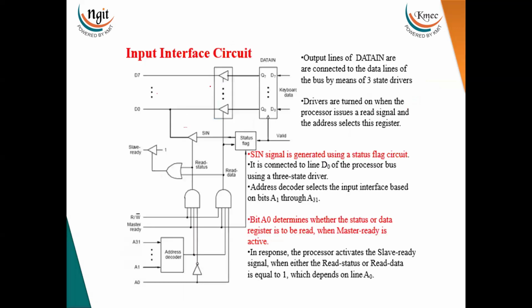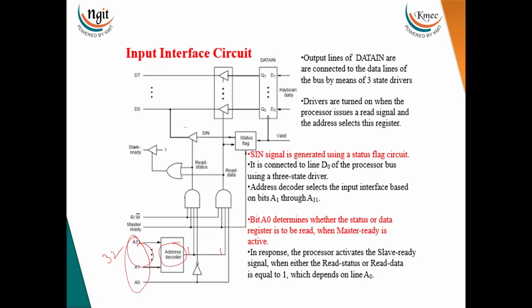The same analysis we will now do with the circuit. This is the block diagram, and this is the circuit diagram. We have already assumed that the address bus is 32 bits. Of these, 31 bits we are applying to the address decoder. These 31 bits will go to the address decoders of all the interfaces, but if the address of the keyboard is placed, only this decoder will be enabled. The remaining interface decoders will be disabled. Those interfaces we are not showing here.